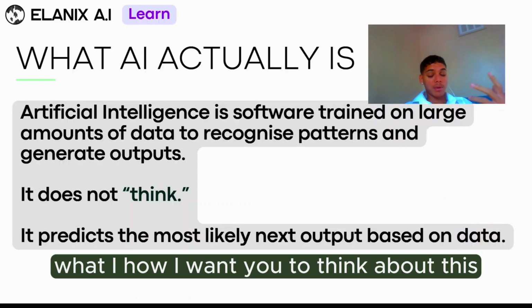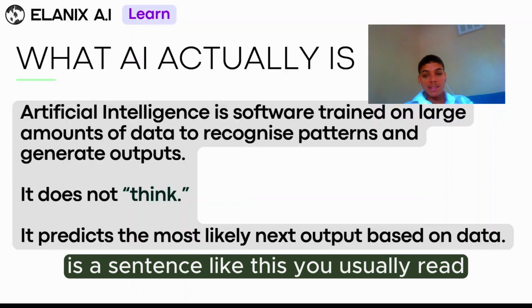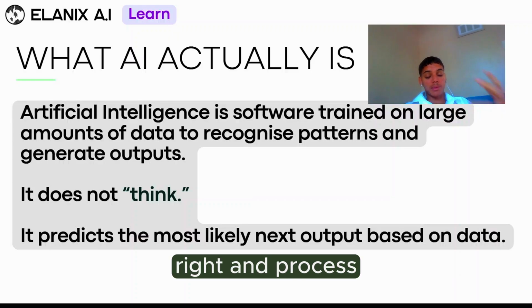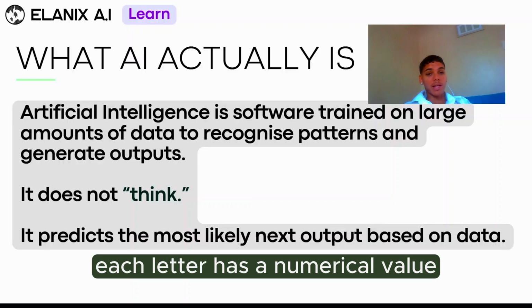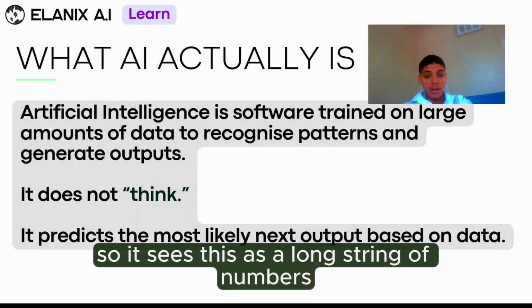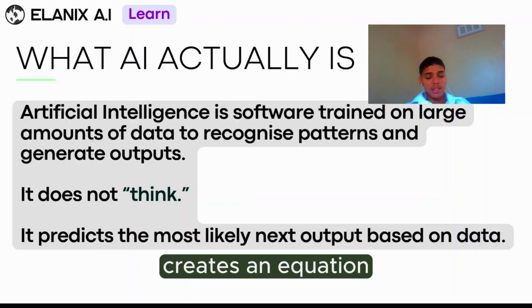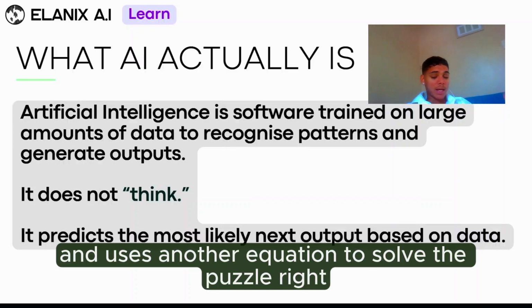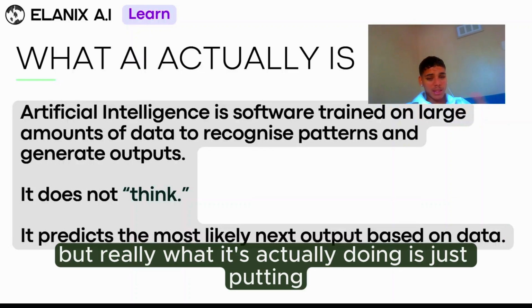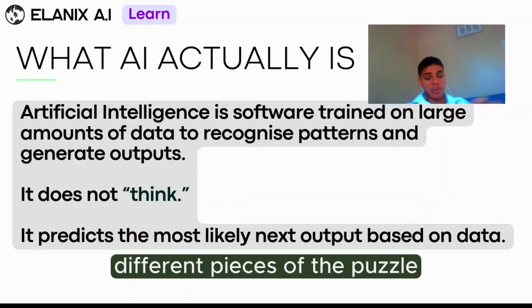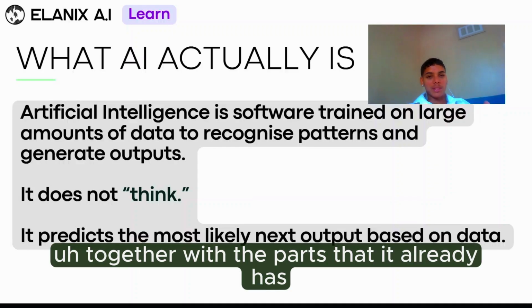How I want you to think about this is a sentence like this you'd usually read, right, and process. The AI looks at this and sees a whole bunch of numbers. Each letter has a numerical value. So it sees this as a long string of numbers, creates an equation, and uses another equation to solve the puzzle, right, which will be its answer. So it's very similar to thinking, but really what it's actually doing is just putting different pieces of the puzzle together with the parts that it already has.